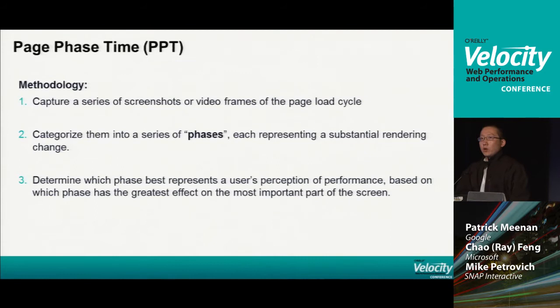And what's really working on the back end? Let's solve the mystery. It's only 3 steps, not too much different from what Patrick does. First, we capture a series of screenshots or video frames of the whole page load cycle. Second, and this is a distinct part, we categorize them into a series of phases, each representing a substantial rendering change. Lastly, we determine which phase best represents a user's perceived performance, based on which phase has the greatest effect on the most important part of the screen. Because not every pixel counts, or not every pixel is weighted the same on the page. You want to focus on some important area.